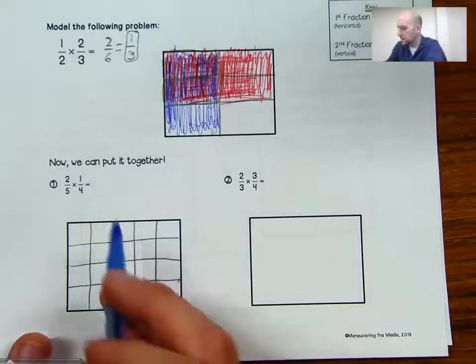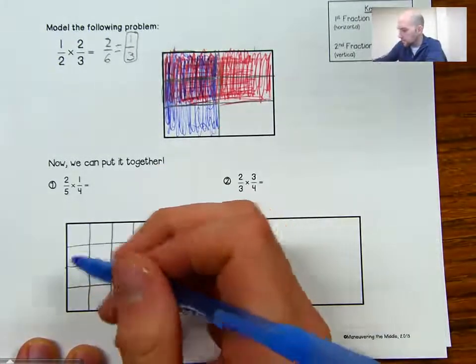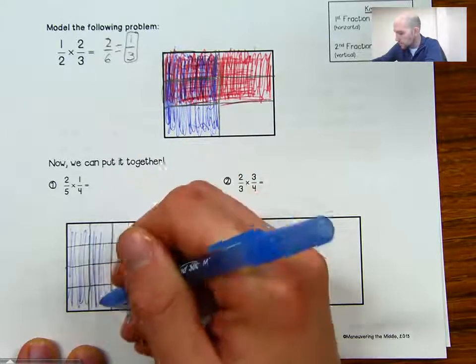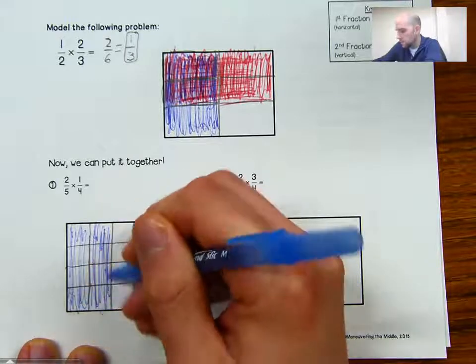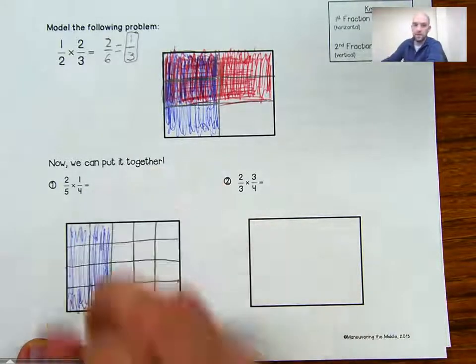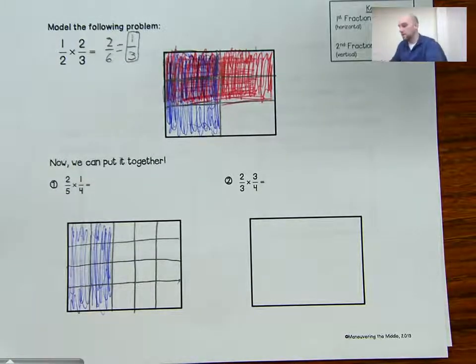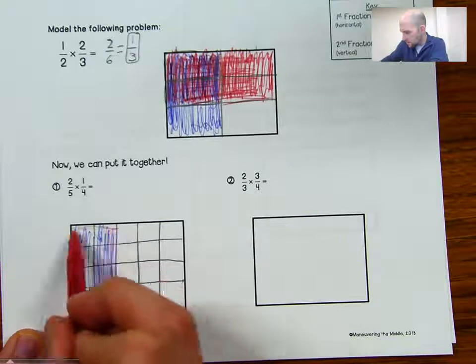But first, let me shade 2 of my fifths in blue here. So I'll go vertically, and I'll shade 2 of my fifths in blue. 1, 2. So 2 of these columns there are blue. And then I need to make 1 of my fourths red. So I'll make this top 4th red.